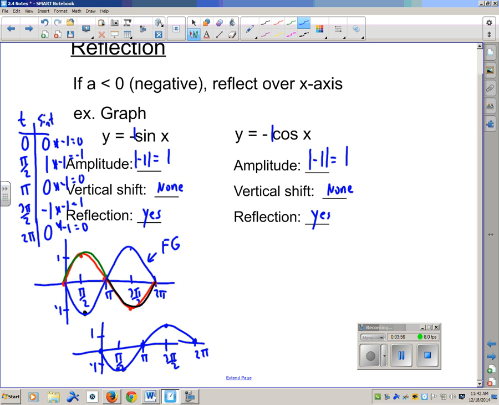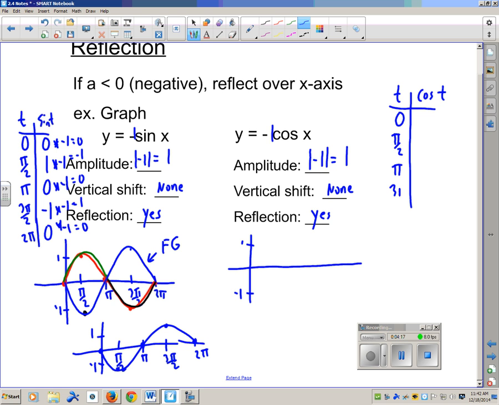Now we can come over here and look at the cosine graph. I'm going to do another table over here. Remember, we're going to look up on our axes. We're going to take 0, pi over 2, pi, 3 pi over 2, and 2 pi. The y values there are going to be 1, 0, -1, 0, 1. I'm also going to put my values on my graph here.